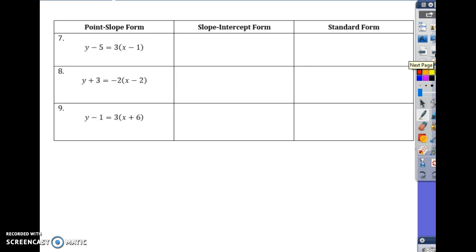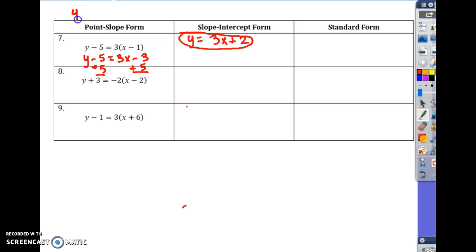With point slope form, we want to move it to slope intercept form. To do that, we're going to start by distributing. So y minus 5 is equal to 3x minus 3. Then I'm going to add my 5 to both sides. And when I do that, I end up with y is equal to 3x plus 2. So that's my answer in slope intercept form.